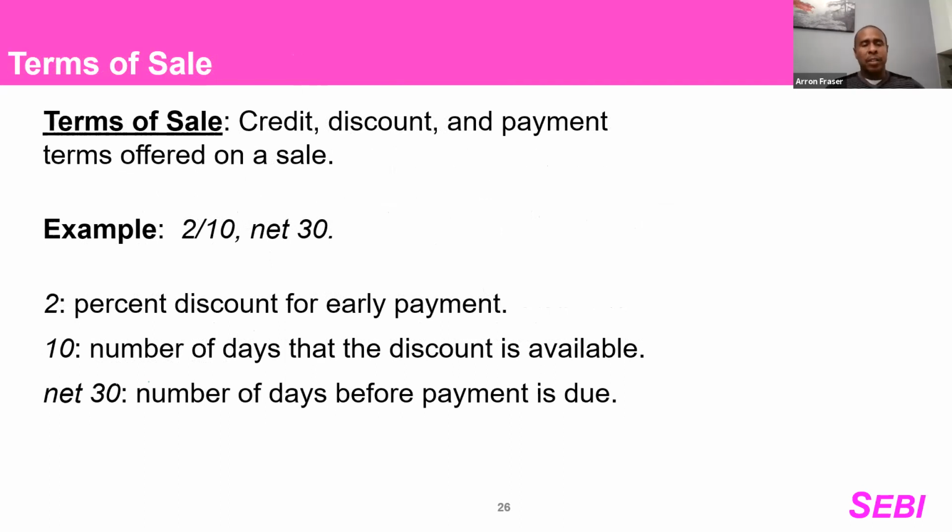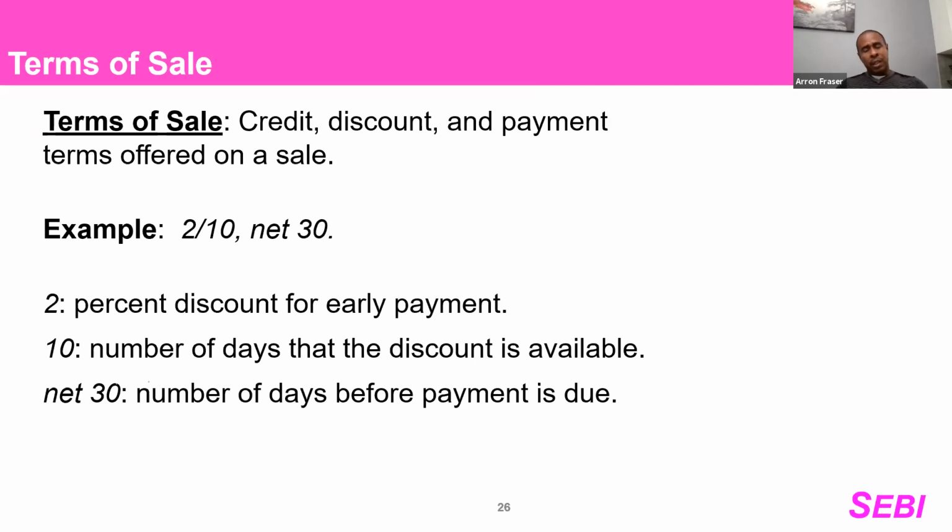Terms of sale, so this is typical of North America. You can have it on credit, you can have discounts, you can have payment terms offered in the sale. One of the examples that you'll see typically in North America is 2-10 net 30. And what that really means is that you'll get 2% discount for early payment. And that early payment will mean the number of days that the discount is available for. So it's available for 10 days. If you pay the bill in 10 days, you get 2% discount.